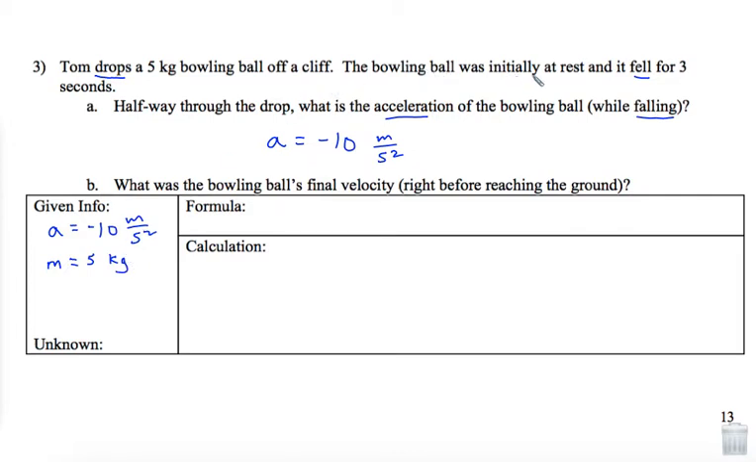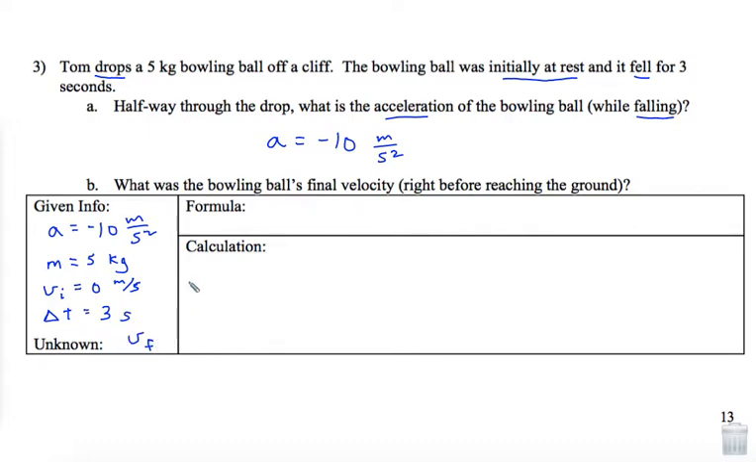The bowling ball was initially at rest. Rest means it's not moving, means the velocity is 0. It says it's initially at rest, that means the initial velocity is 0 meters per second. And it fell for 3 seconds. Seconds would be time, so delta t is 3 seconds. The unknown is what was the bowling ball's final velocity? So we're looking for VF.